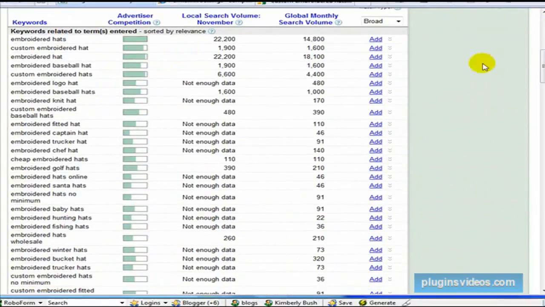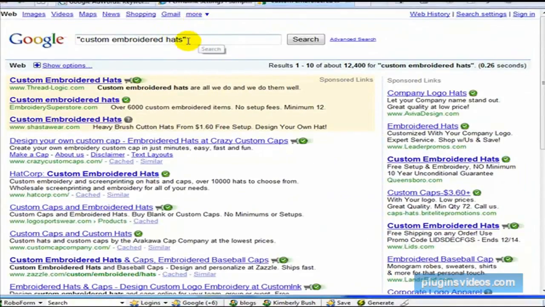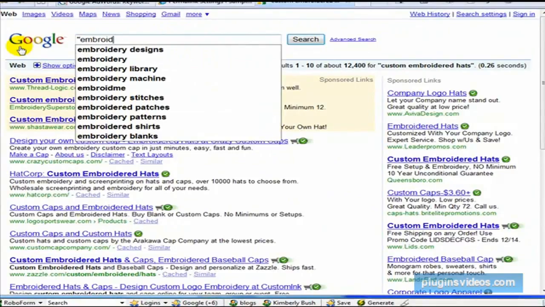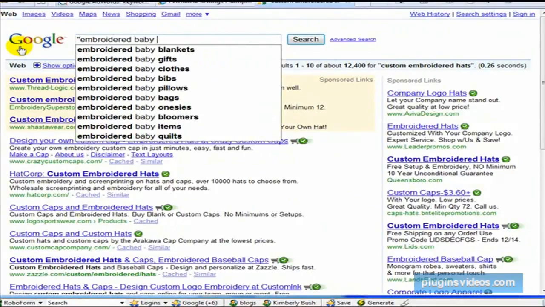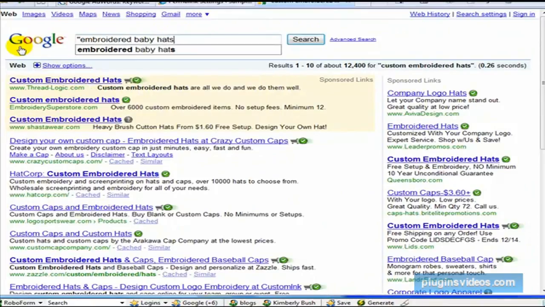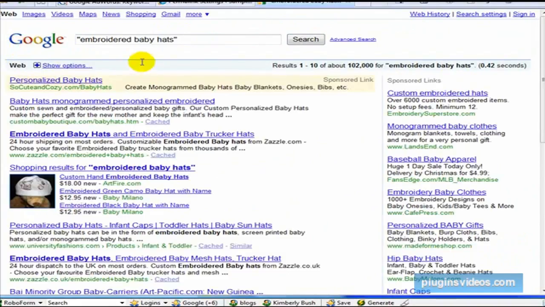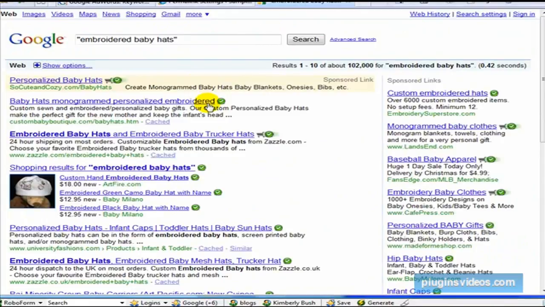Embroidered chef hat. These are all specialties that I could go into. Embroidered baby hats. But I bet that people love to spend money on babies. Baby hats. Let's look at that competition there. Okay, 102,000. Significantly higher. That doesn't surprise me because everybody knows that baby stuff sells. That wasn't something I figured out just on my own. Let's look at embroidered baby.